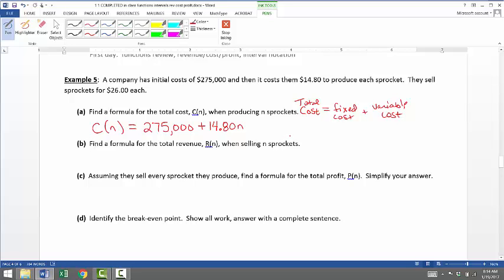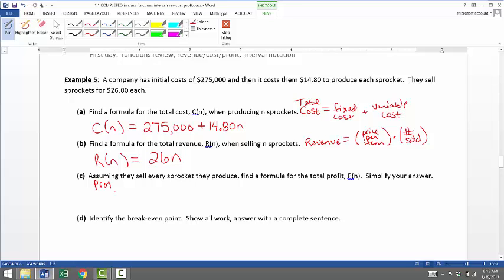Revenue is cash in hand. It's different than profit. Revenue is just the cash they received by selling their sprockets. So revenue is price per item times number sold. So how many they sell times the price per item. So for our R of n function, price per item will be $26 per item times n items sold.